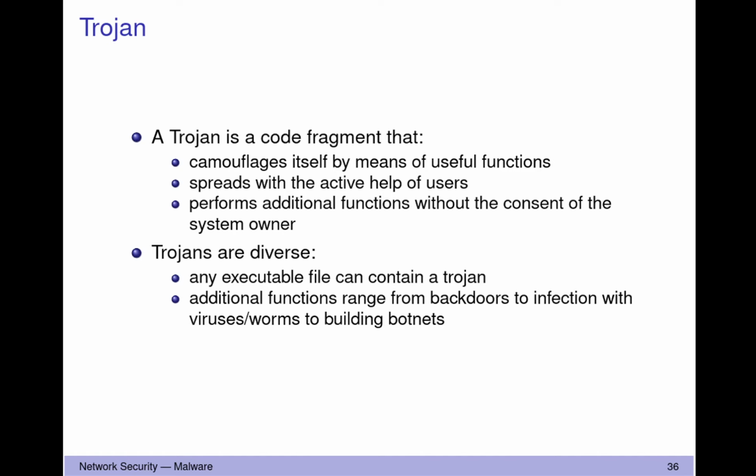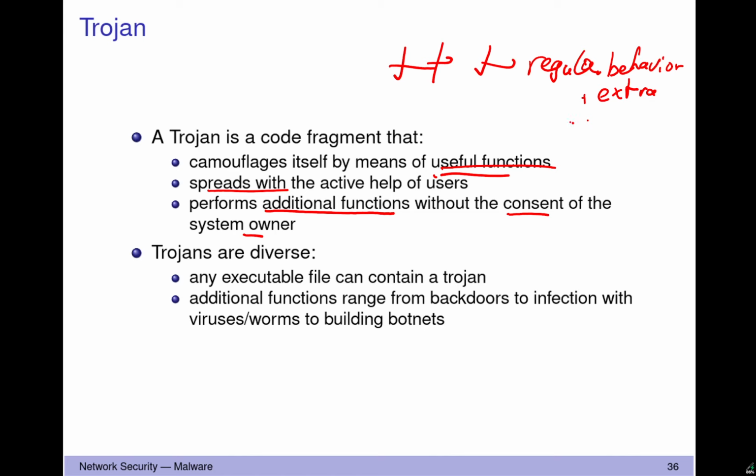Okay, so the idea here is to have some regular behavior plus extra. You have some additional activity in a useful function, and that extra activity is run without the consent of the user. People like to share it, so they willingly share it because it's a useful function and so on. This is very good, but this extra is hidden.